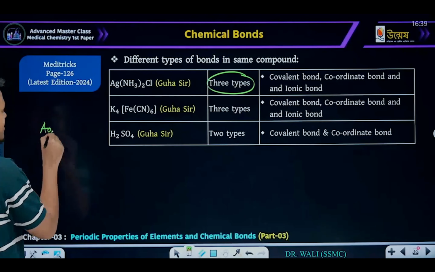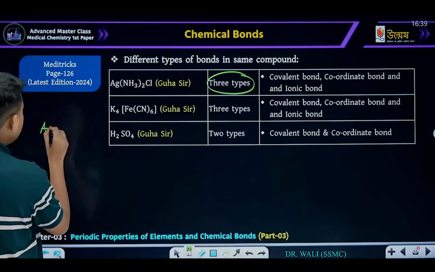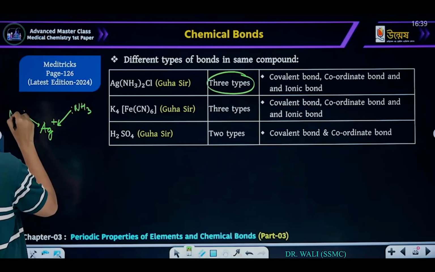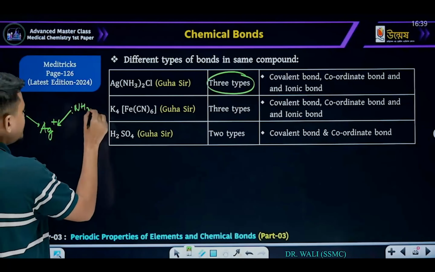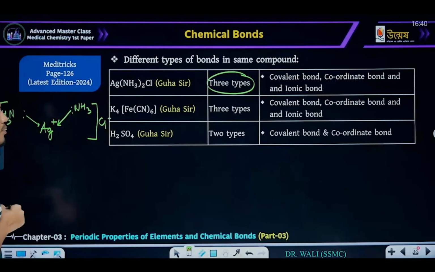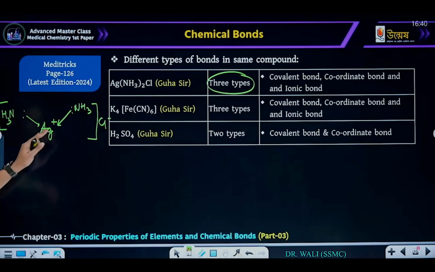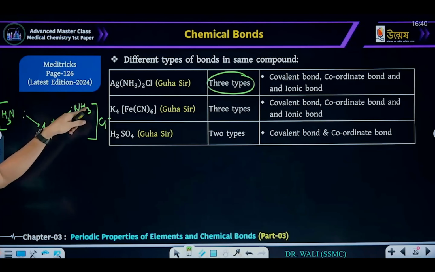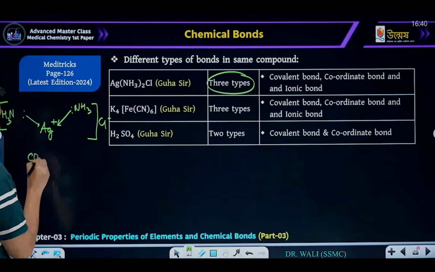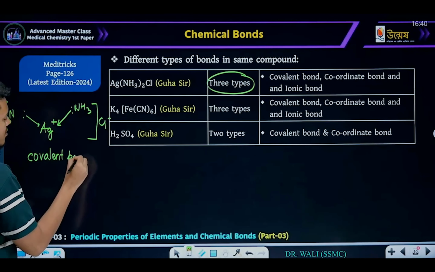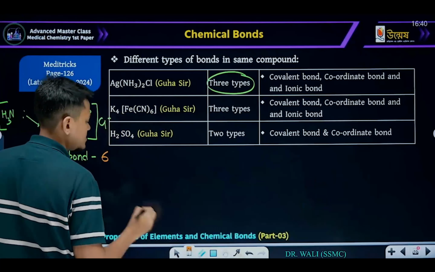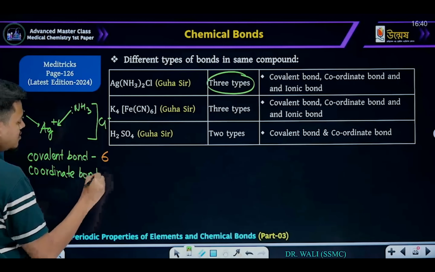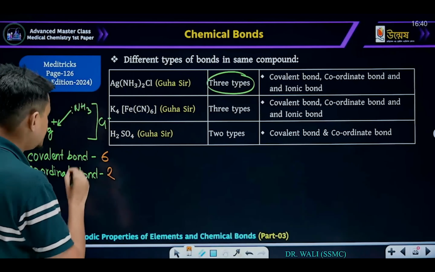As you know, here silver is plus charged. Silver is a plus. It attracts electrons from 2 ammonia, and it forms an ionic bond with chloride. So there is 1 ionic bond. There is a coordinate bond. How many coordinate bonds are there? 2. Now in the ammonia molecule, there are 3 covalent bonds. So the total number of covalent bonds is 6. Again, coordinate bond, which is also a type of covalent bond, the number is equal to 2.